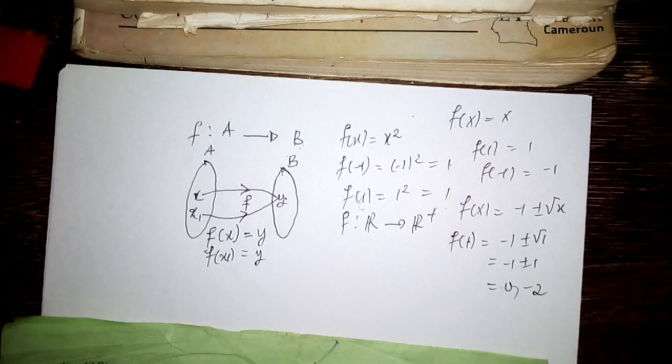Okay, now let's get back to our question. We are showing that the function is surjective, right? What is a surjective function, or how do we show that a function is surjective?